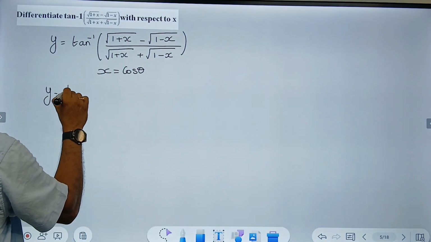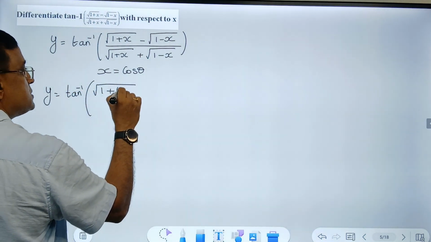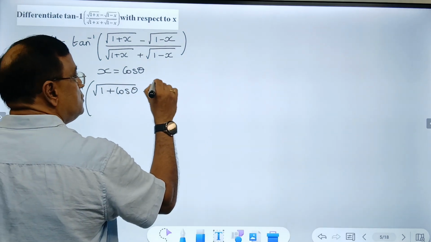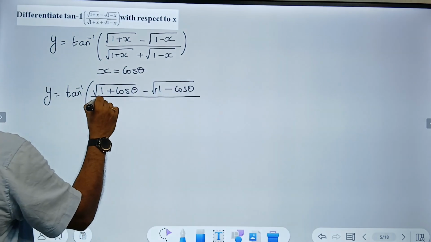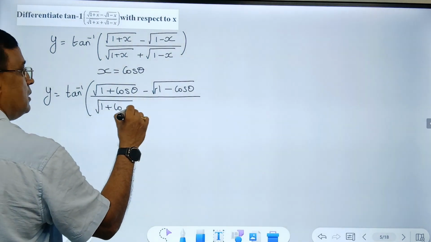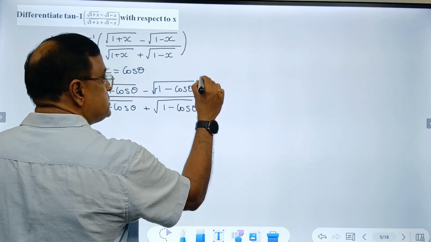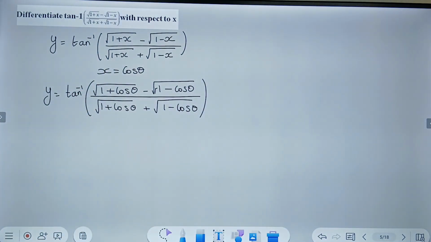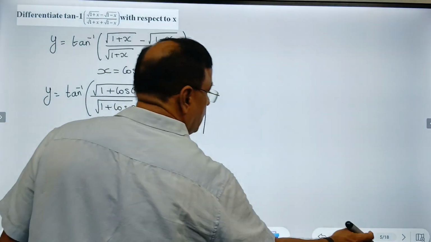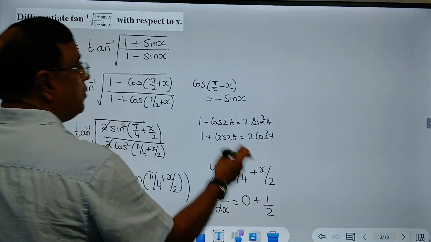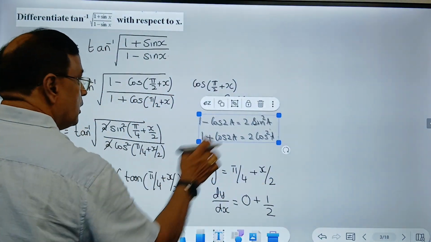So I get tan inverse of root of 1 plus cos theta minus root of 1 minus cos theta divided by root of 1 plus cos theta plus root of 1 minus cos theta. So wherever x is there, I put cos theta. Now you know the formula, right? What is the formula? The formula is root of, you know this formula, right? So let me have it. I'll be using it again and again.